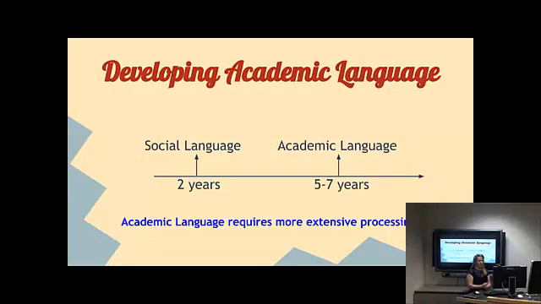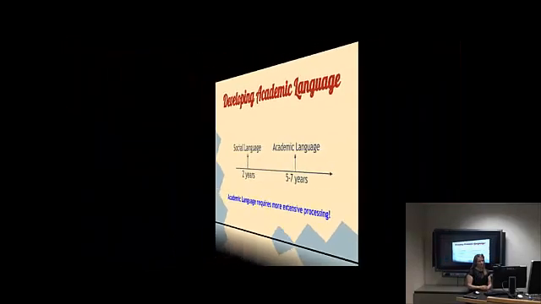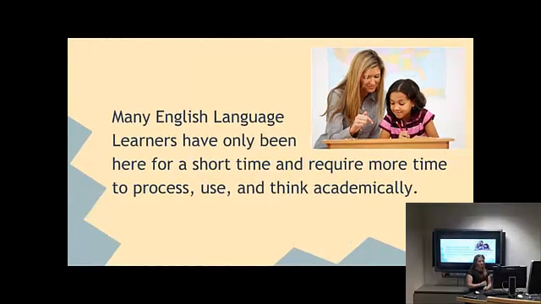Academic language requires more extensive processing. As you can see by my chart, it only takes a couple years to develop a social language, but academic language, on the other hand, takes 5 to 7 years. Many English language learners have only been here for a short time, and they require time to process, use, and think academically. And depending on how long that is, they may require a lot of extra assistance in this area.